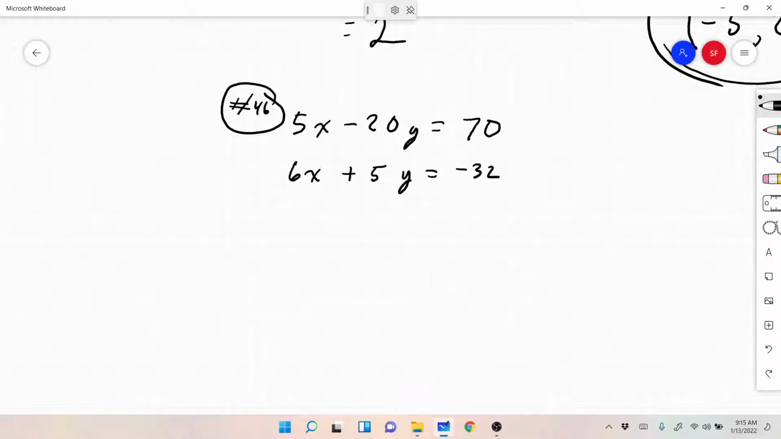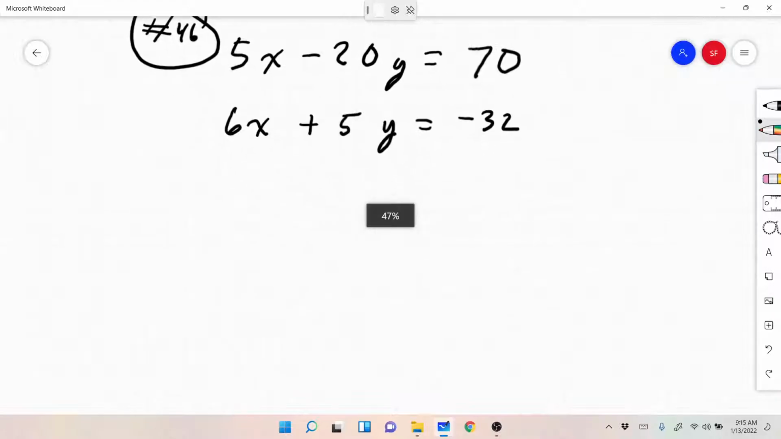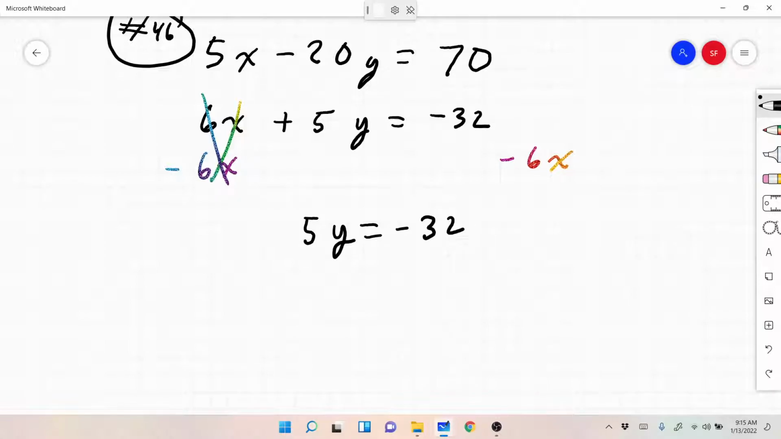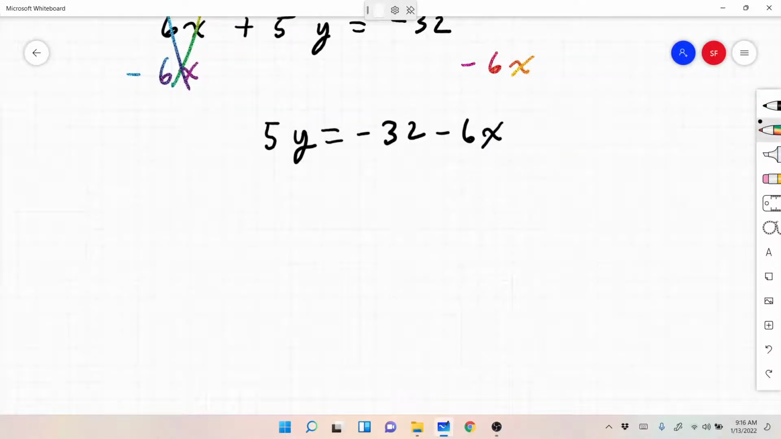The bottom one, okay? We're going to take the bottom one and solve for what? For y. Sounds great. In order to solve the bottom one for y, what are we going to do? Subtract both sides by 6x. Sounds good. So we've got 5y equals negative 32 minus 6x. And then divide everything by 5. I'm going to write it this way, and the reason is because it doesn't go evenly into negative 32 or 6. So I'm just going to leave that as the answer.